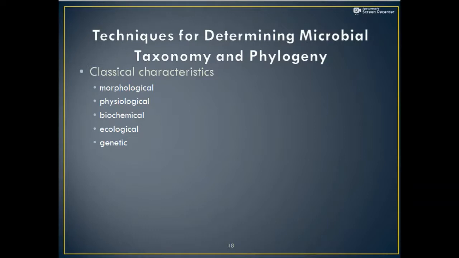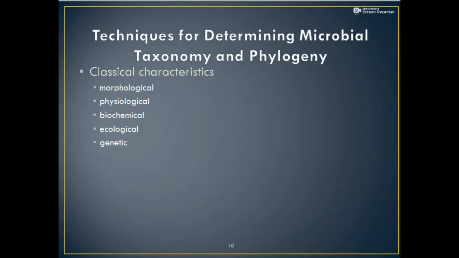The first and foremost is the classical characteristics. The classical characteristics are the ones which were used from long back. It's not that we don't use them right now, we also do consider them. The classical characteristics include the morphological characteristics of a bacteria, the physiological factors, the biochemical factors, the ecological factors, and the genetic factors of a bacteria.